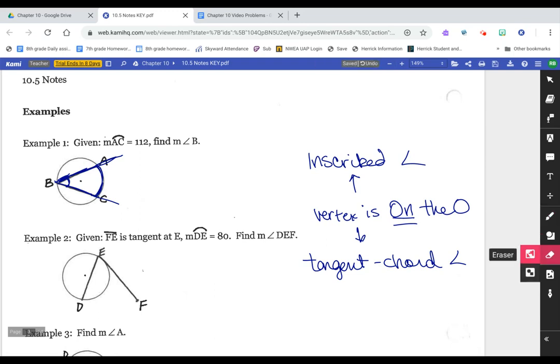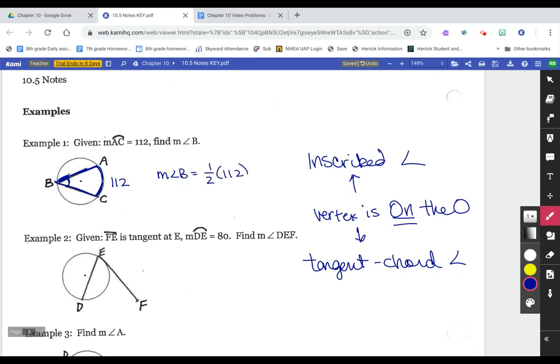Now, the directions are telling us that the measurement of arc AC is 112. That means that the measurement of angle B is 1/2 that arc. So if we take half of that arc, the measurement of angle B ends up being 58 degrees. It's as simple as that.